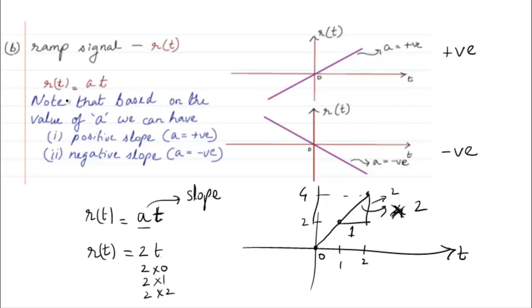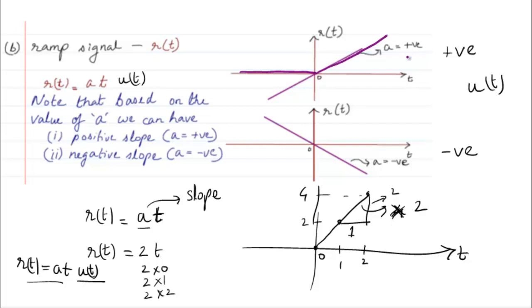Now in certain textbooks this is also written as r of t equal to a t into u of t. Basically, when we multiply any signal with u of t, it means that the signal exists only for time t greater than 0, because u of t exists only from t greater than 0 to positive values. So the signal r of t equal to a t into u of t has a value of 0 before t equal to 0, and after that it has a positive slope, or in the negative case, a negative slope.